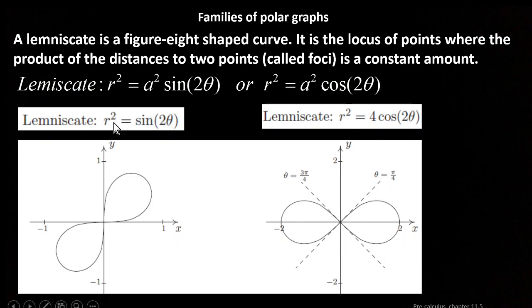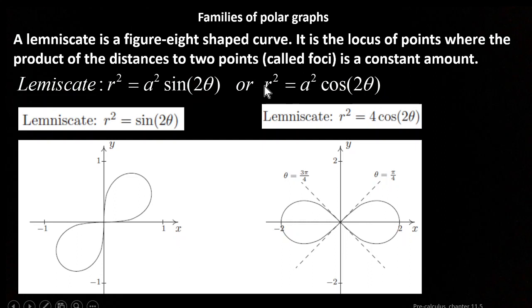Again, in rectangular form it would be much more complicated, right? But in polar, it is much easier. So either r squared equals a squared sine 2 theta, or r squared equals a squared cosine 2 theta.